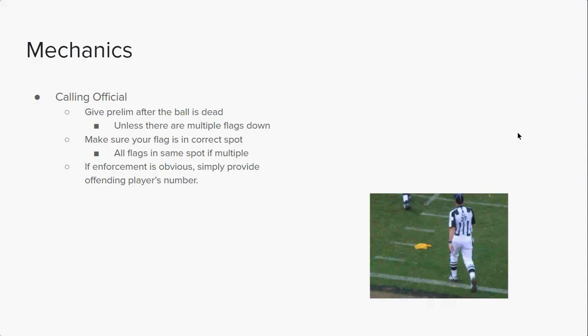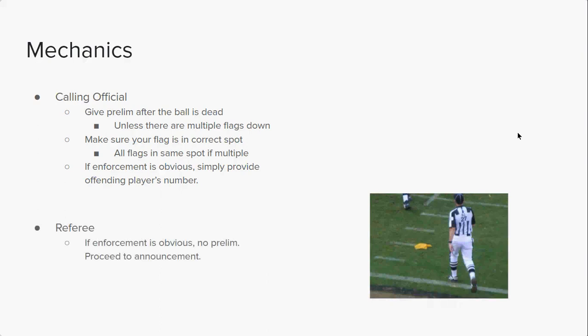If enforcement is obvious, just provide the offending player's number. The referee will know what to do. But don't always assume that the referee knows what's going on. The referee's got their own responsibilities, so don't hesitate in providing as much information as you feel is necessary.